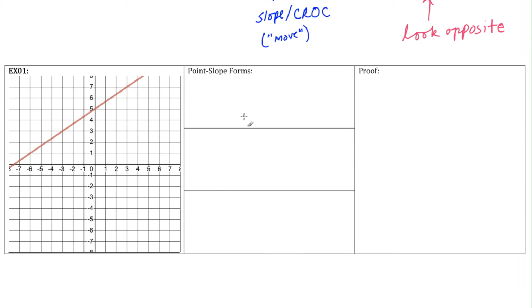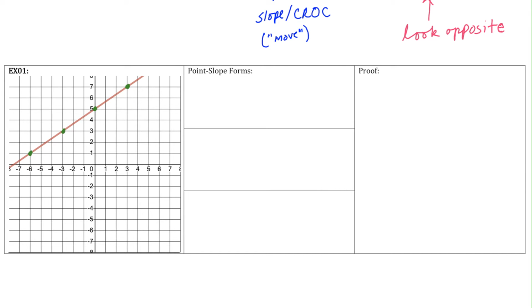We for sure need the slope and some points. So let's go ahead and label some points first. Here's one right here, one right here, one right here. Remember, all of these are points. We're just picking the nice integer ones.